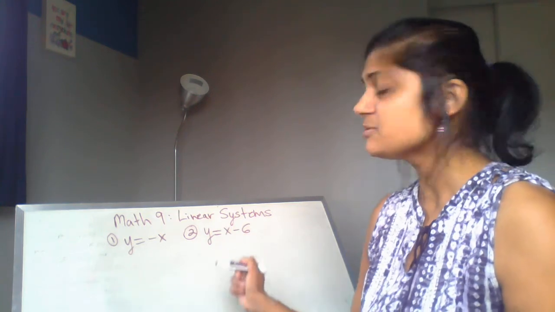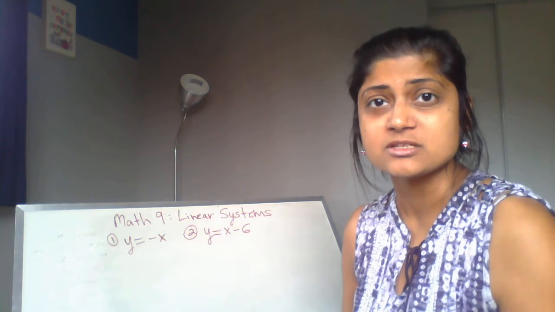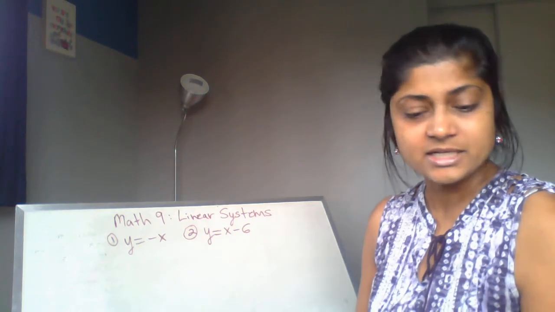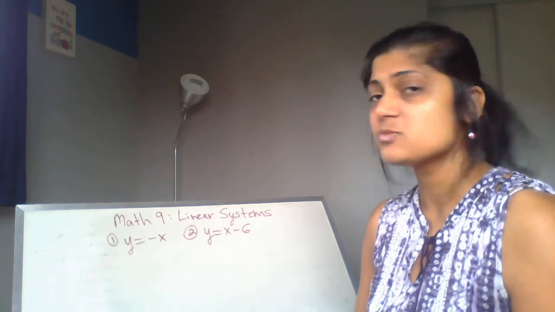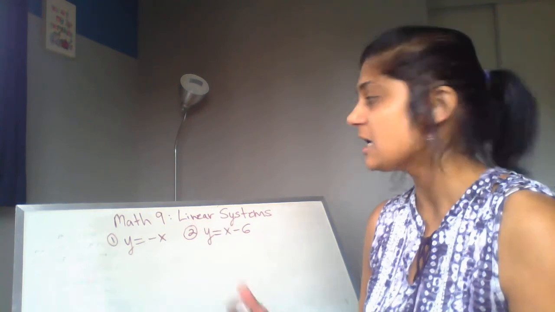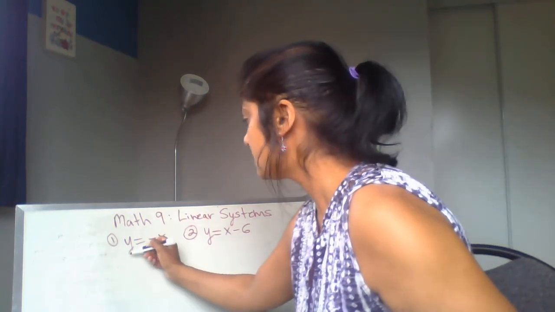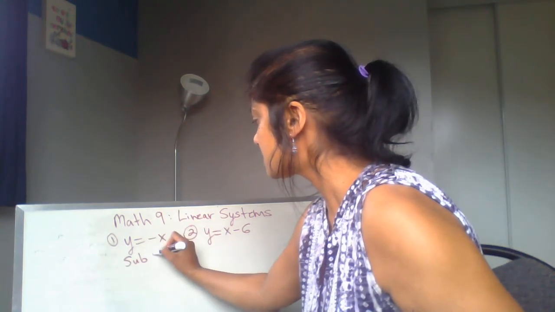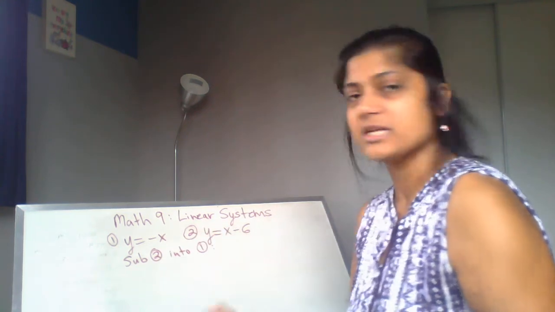This is actually the easiest way: make sure both equations are in the slope-intercept form. In this example they both are, so I don't need to do anything, because when they're in slope-intercept form, I'm basically just substituting one equation into another. I'm still going to write it here: substitute equation 2 into equation 1.